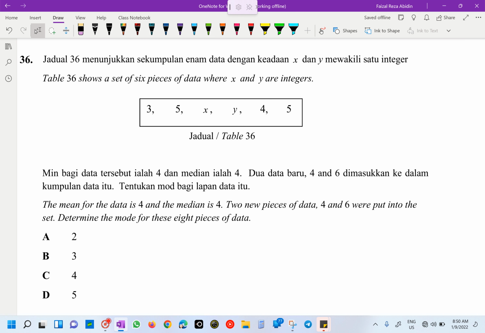Okay, 36. Table 36 shows a set of 6 pieces of data where x and y are integers.